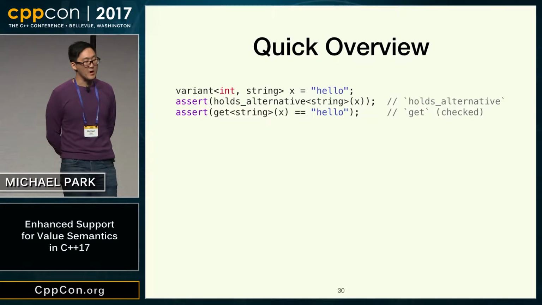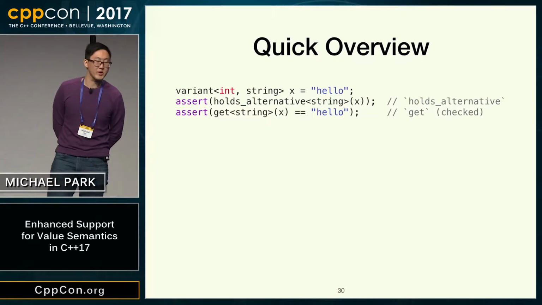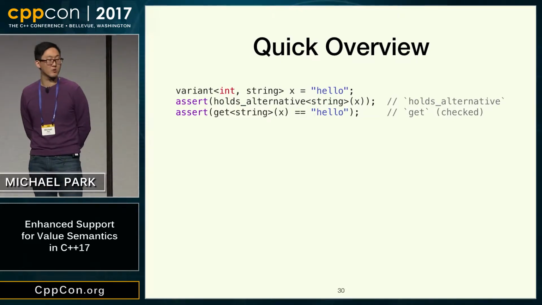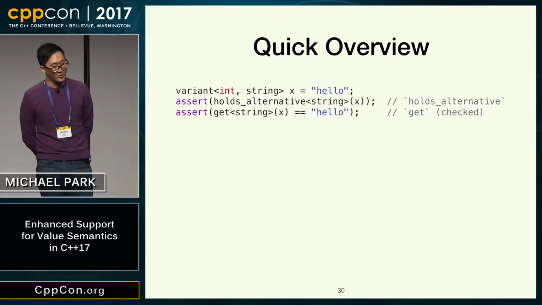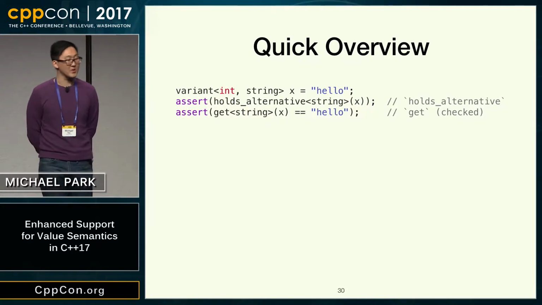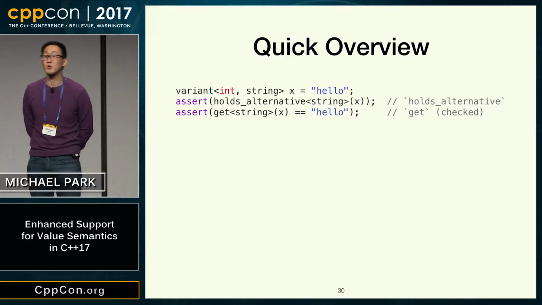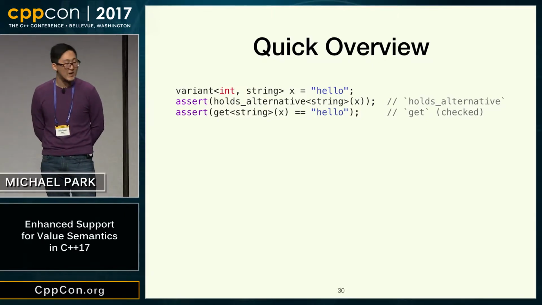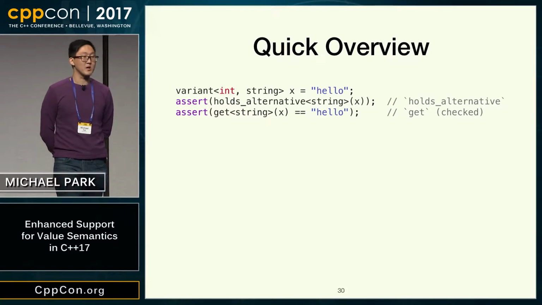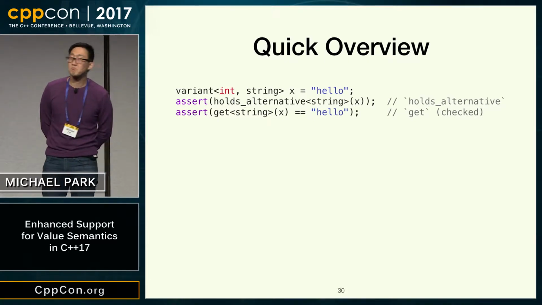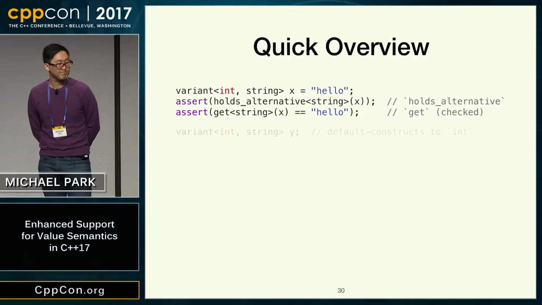Quick overview of the API. I have a variant of int and string, assigning a string literal. That's going to initialize the string alternative. We have a holds_alternative function which tells you whether the variant is holding the type that you ask. The get function is a checked get function which gives you access to the value that the variant is holding.